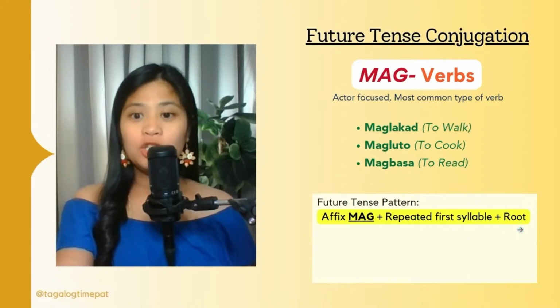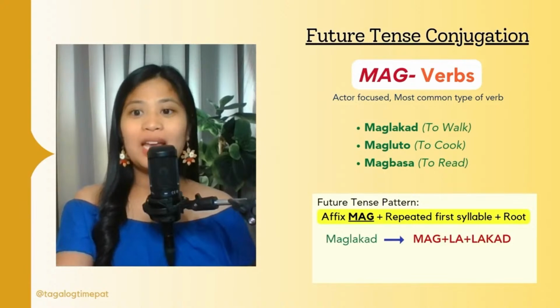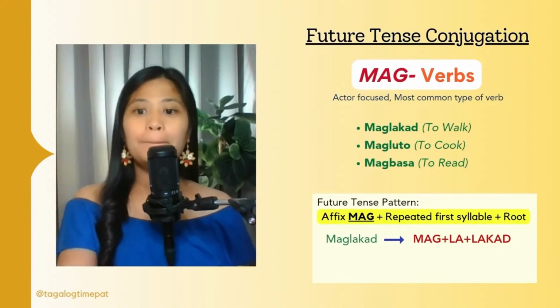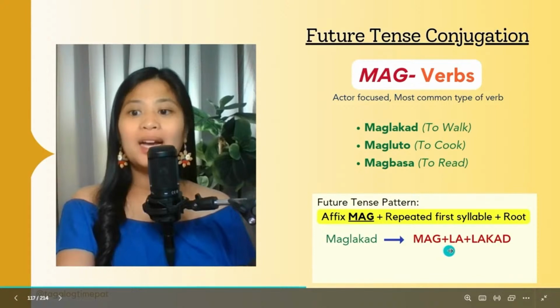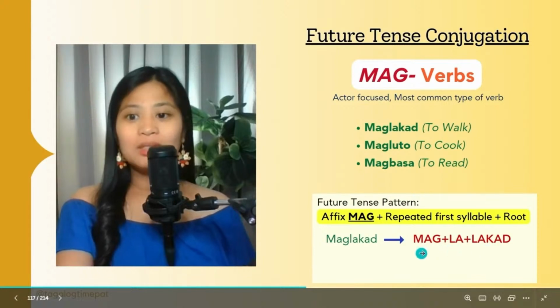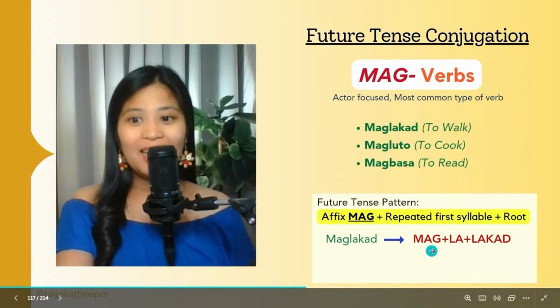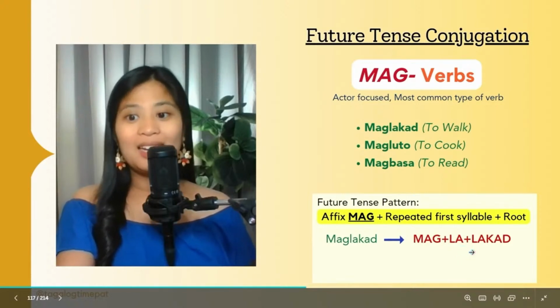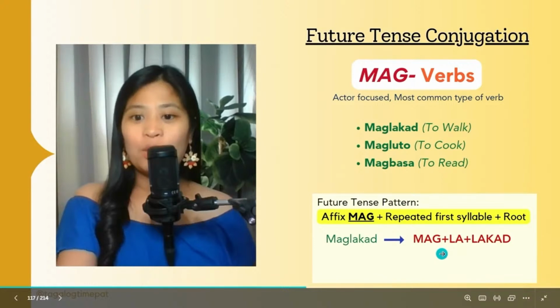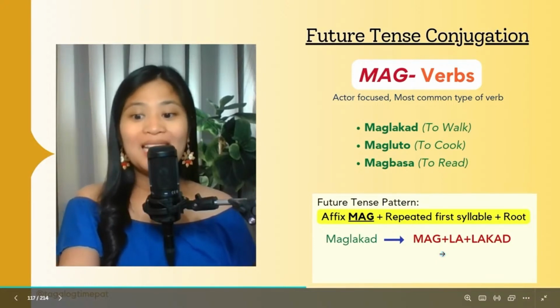So in the future tense, if you wanted to say will walk, maglakad becomes maglalakad. So it's the affix mag, then there's a repeated first syllable, and then it's the root, lakad. So maglalakad ako, I will walk.